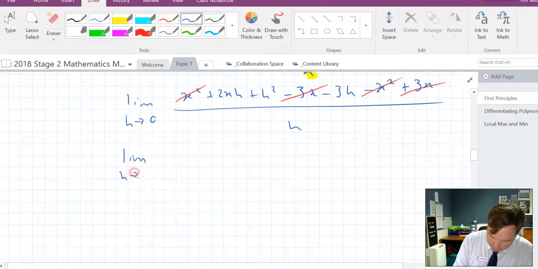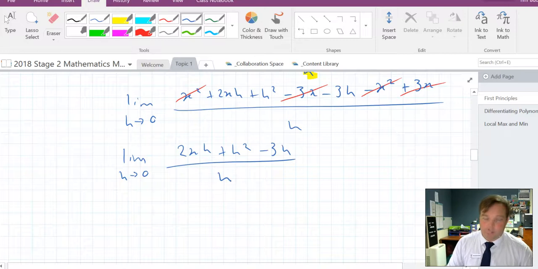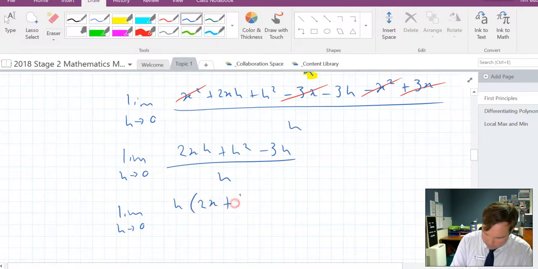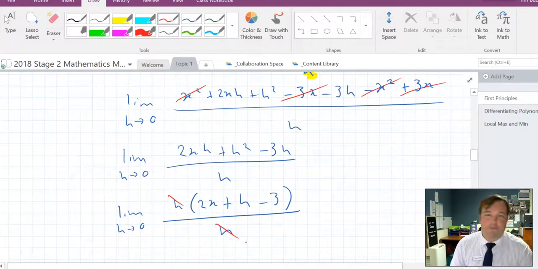The limit as h approaches 0 is now going to be 2xh plus h squared take 3h, over h. Now that's interesting, because you notice that every term on the top has an h, which means there's a common factor of h, which is fantastic. So what we can do is remove that common factor and write this as 2x plus h take 3, all over h. Once we've removed it, we can cancel those common factors.